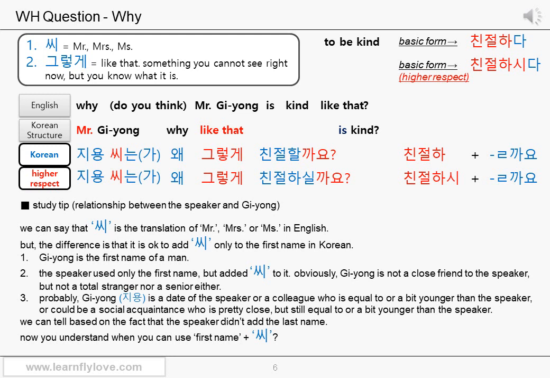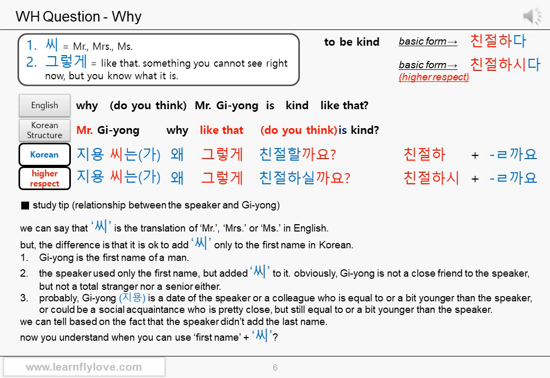How about the do you think part? Yes, we're gonna melt this do you think part into the adjective kind, which is used as a predicate in this sentence, as we learned in the previous page. How about like that? It modifies an adjective kind as very or so does in English. Therefore, you should put it right before the adjective kind. So the sentence structure is going to be in a Korean sentence like this. Mr. Ji-young, why? Like that.